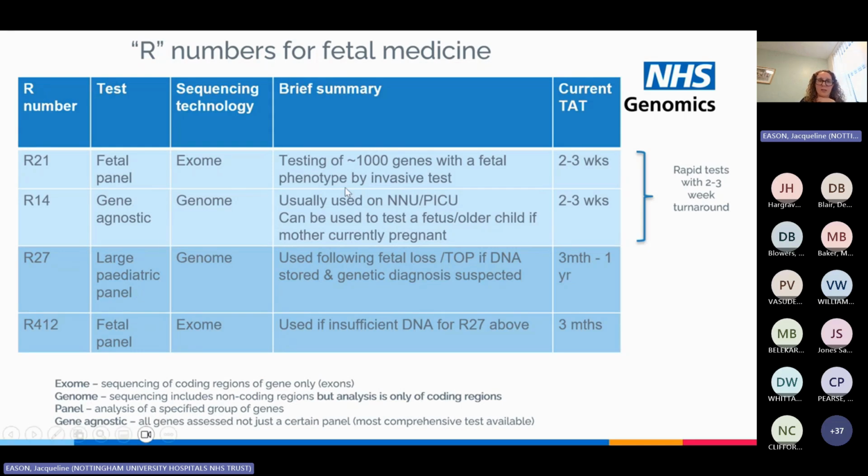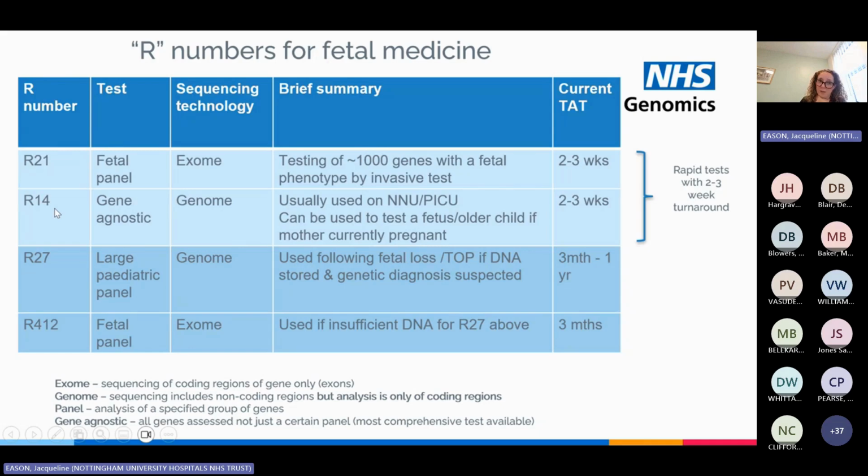And the one I just wanted to highlight here, so obviously you perhaps have heard of the R21, which is the fetal panel that we do in cases of fetal anomaly where we're trying to get a result for people to make a decision during pregnancy. And they're the ones where we might get a diagnosis, so we already know a diagnosis and we don't need to therefore do a post-mortem, for example. That's a rapid test and turnaround 2 to 3 weeks.